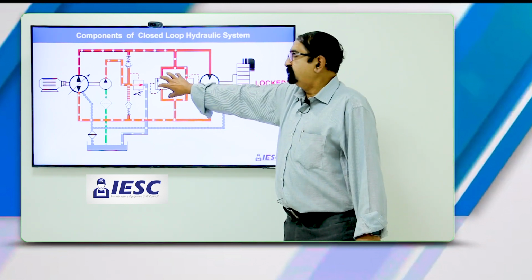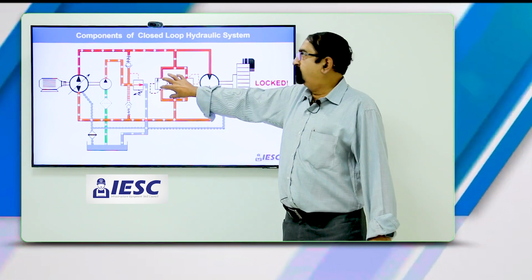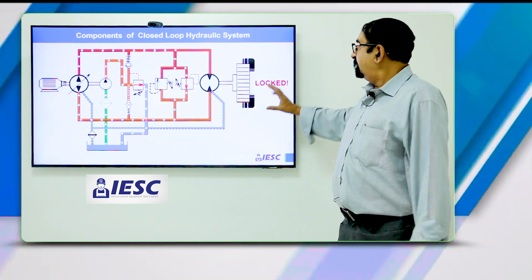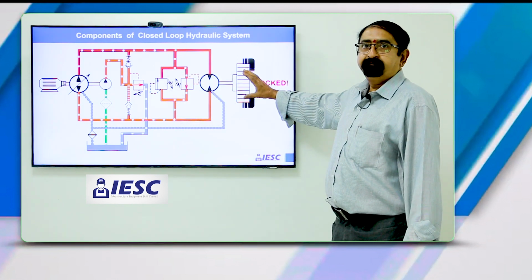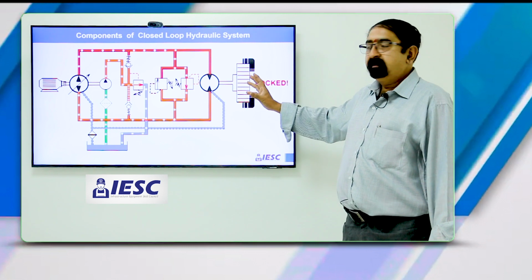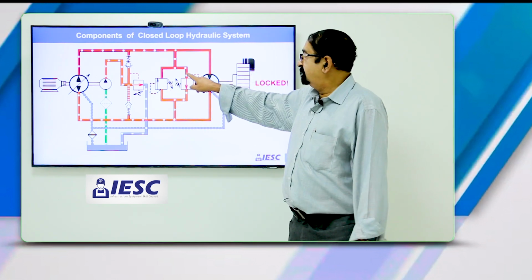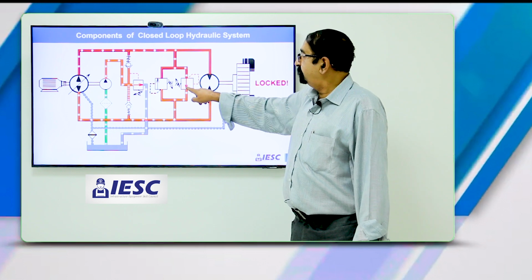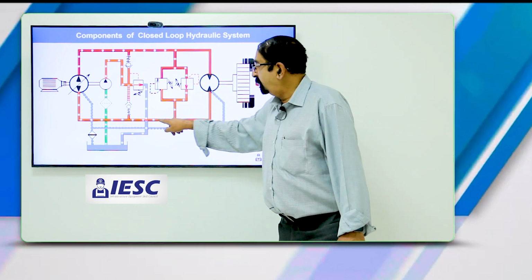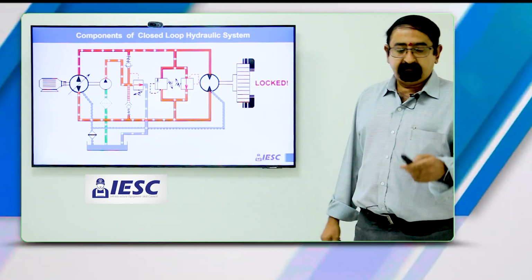We have provided two system main relief valves, one for each side of the loop. In case the motor is locked and does not rotate, there will be system overpressurization. To prevent this, the main relief valve will open, divert flow and relieve the pressure to the low pressure side of the loop.